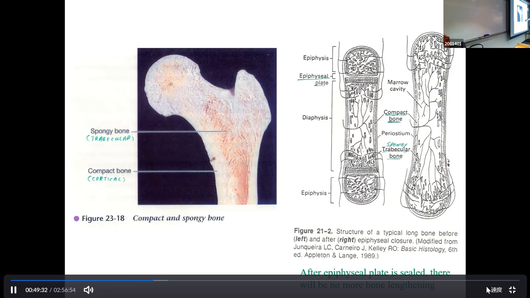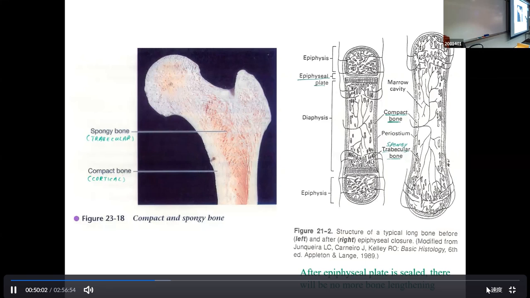Then at both ends, we call it the epiphysis. Then next to it, we have this epiphyseal plate. Why I mention this is that it is a fairly important location where elongation takes place.